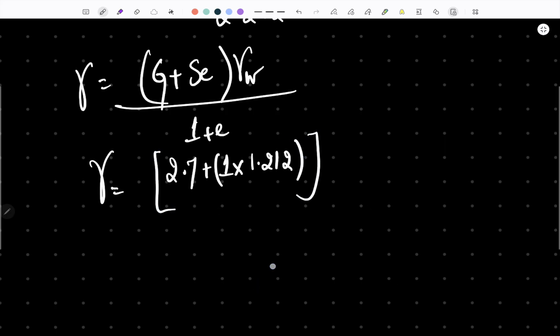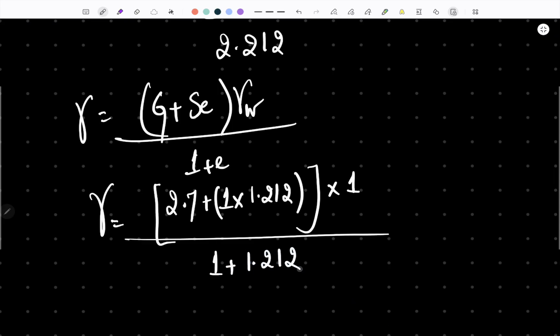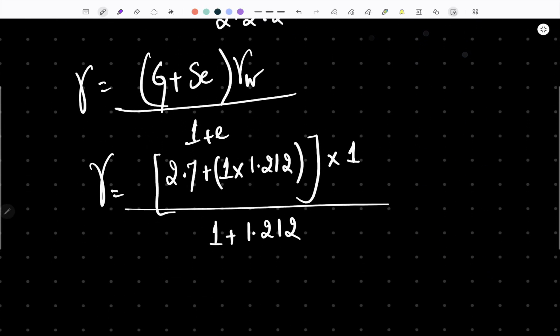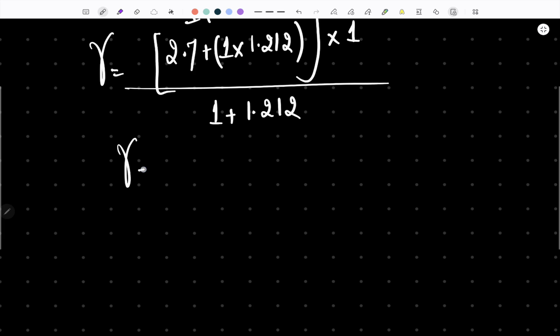Density of water, how much? 1 gram per cc, divided by 1 plus e. 1.212 is the void ratio. So by calculations, total density or bulk density is equal to 1.768 grams per cc.